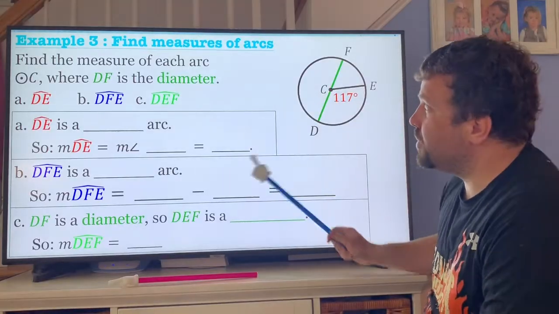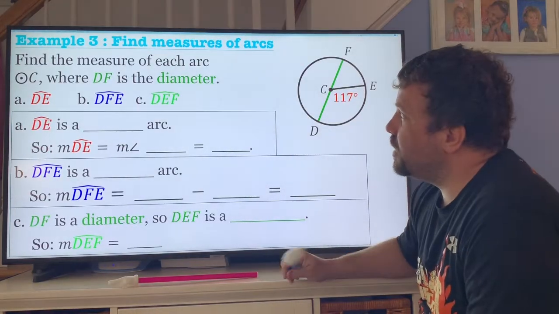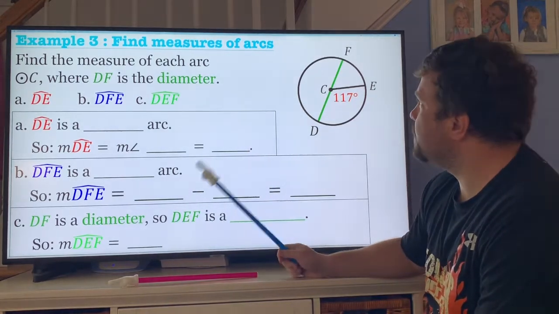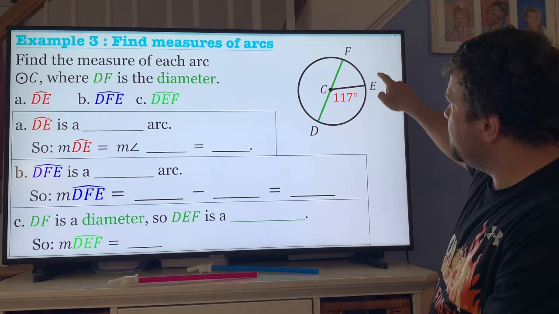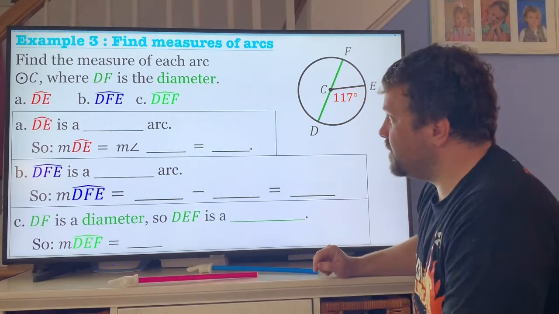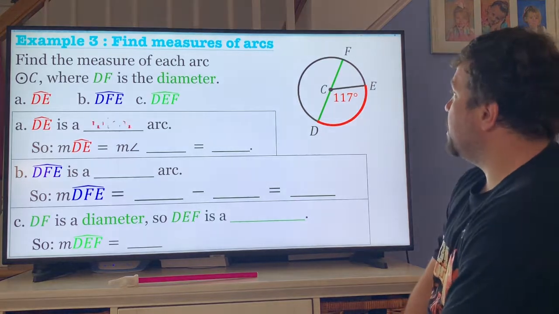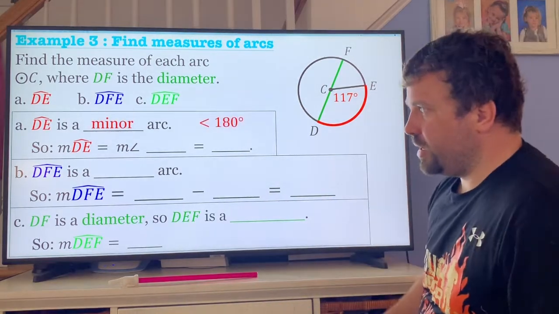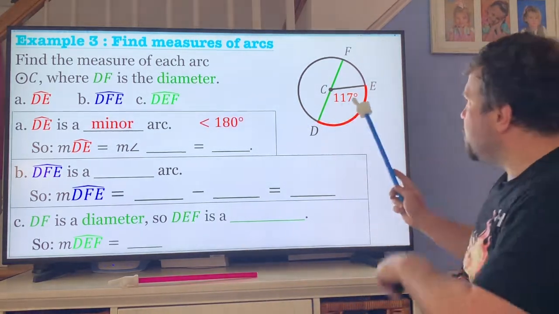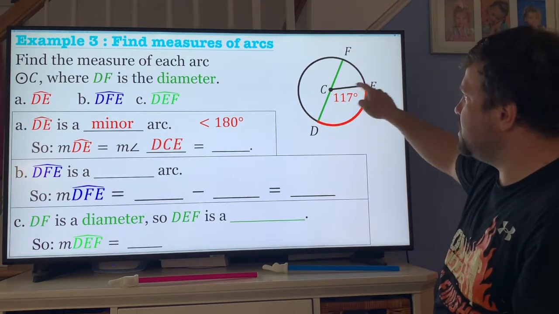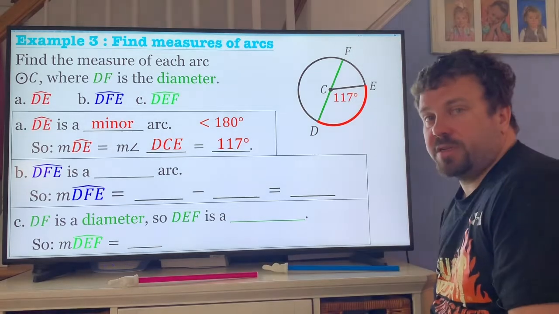Now we're going to attempt problem number 3. Find the measure of each arc where DF is the diameter. So try this on your own, then we will go over it. So first off, DE right here, 117 degrees. What type of arc is it? It is indeed a minor arc because it's under 180 degrees. Can we find the actual angle? It's the same as the central angle, so it's the angle DCE, which is 117 degrees.